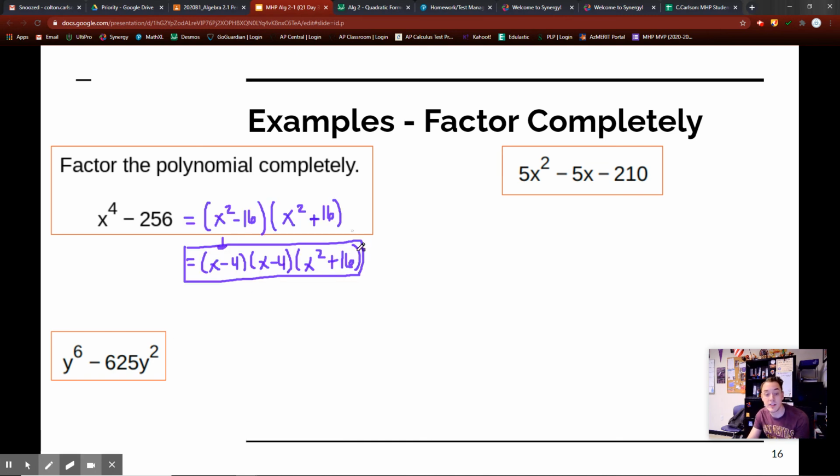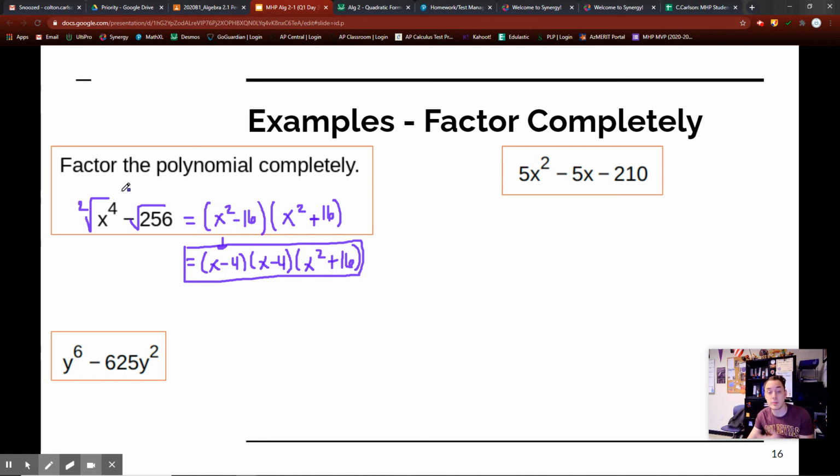Okay, so this is the answer for this one. The reason why it's tricky is because it's the fourth power, but all I have to do is still square root both sides. If I square root the x to the fourth, I get x squared. Okay, and since it's this, I can square root both sides. This is actually a difference of squares, but you can also factor it more. So that's where I started.